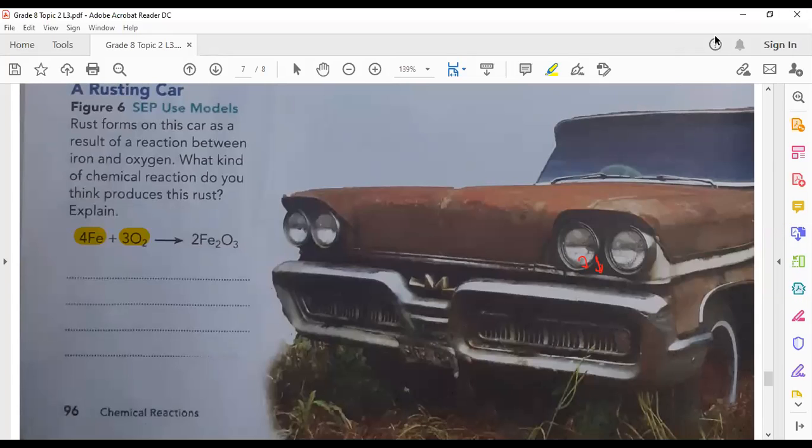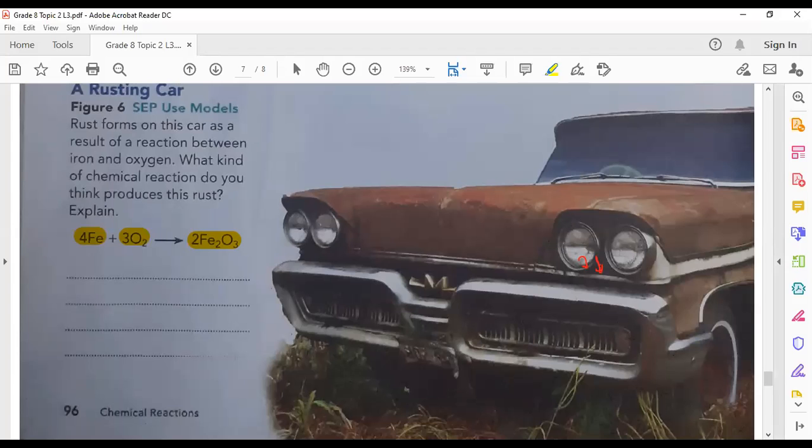Notice that it is a synthesis reaction. Why? Because they combine to form a larger compound. It is a synthesis reaction because two different reactants join together or combine to make a single compound. Is it clear?